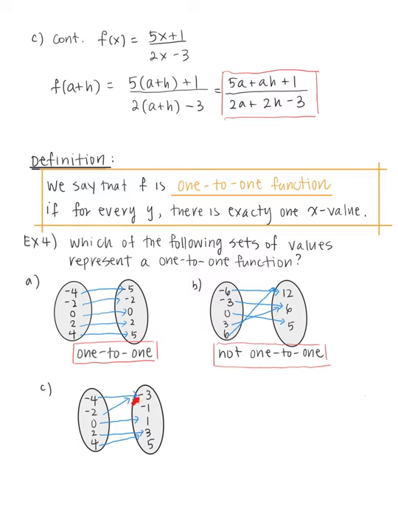So let's take a look at when y is negative 3. What are the corresponding x values when y is negative 3? Well, negative 4 and negative 2. So that violates the rule of f being a one-to-one function. So therefore, the answer is this is not one-to-one.